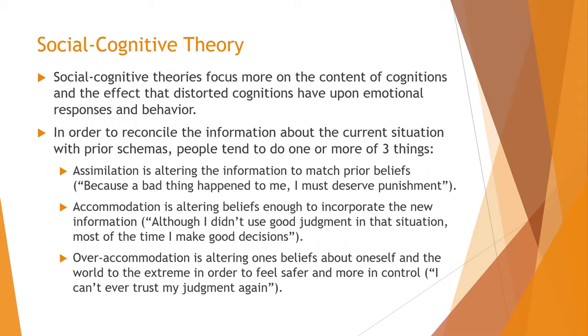Over-accommodation is altering your beliefs about oneself and the world to the extreme in order to feel safer and more in control. And this is when you get into those cognitive distortions, the all or nothing thinking, and the "I can never ever do this again." Obviously, anything that deals with cognitive, we're probably going to talk about cognitive distortions, and we will get there. But it's important to understand how assimilation and accommodation, we do this every day. It's when it's done to the extreme or when it's done based on faulty information that it can start causing problems.